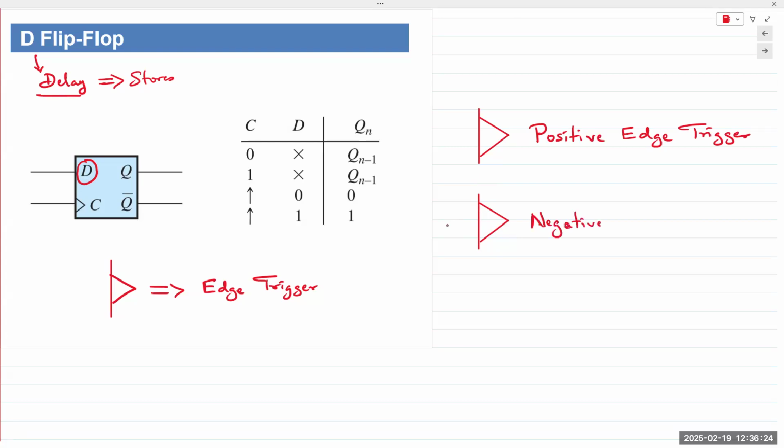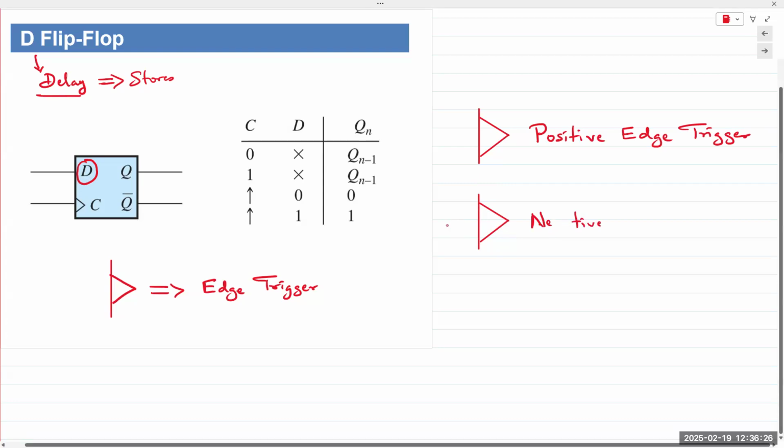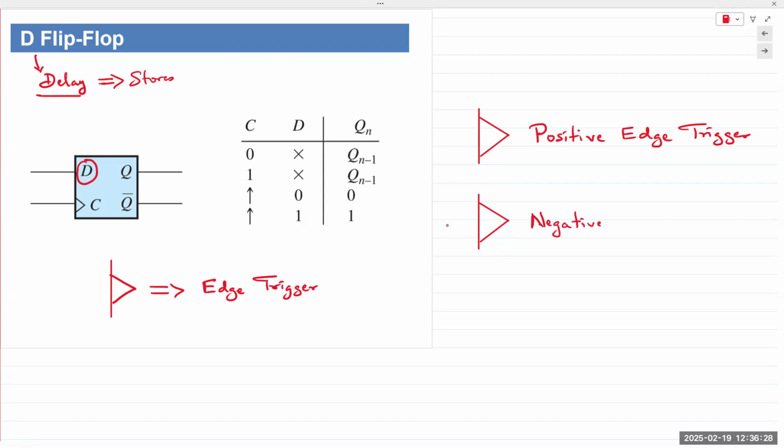Anyone want to guess or know how we can note a negative edge trigger? If you had your lab this week, has anyone had your lab on Monday, Tuesday, anyone? You place a bubble outside it. If it's a bubble outside it, it's a negative edge trigger, meaning a falling edge triggered. Positive edge, there's no bubble.